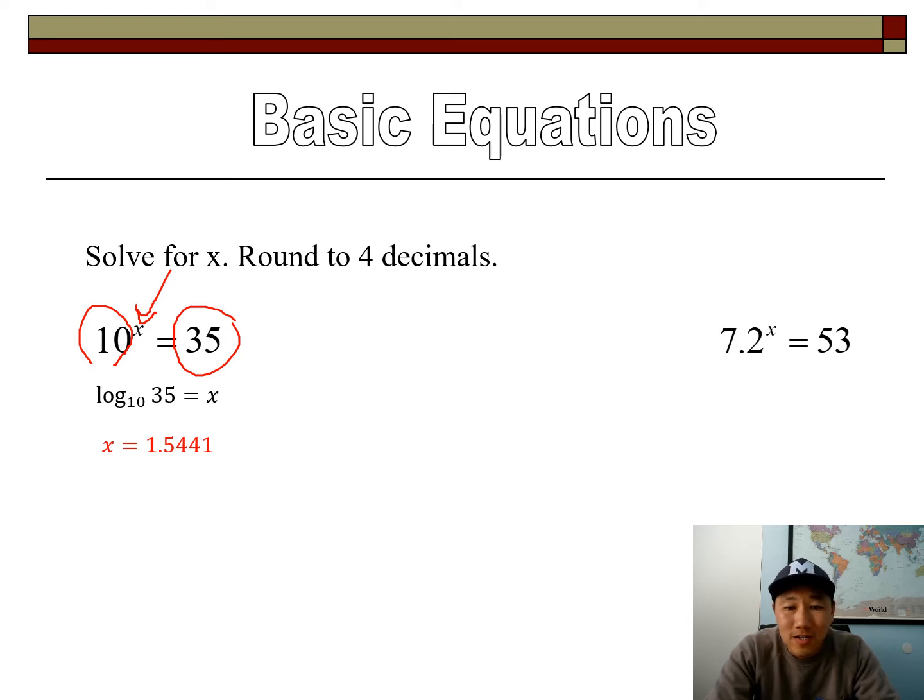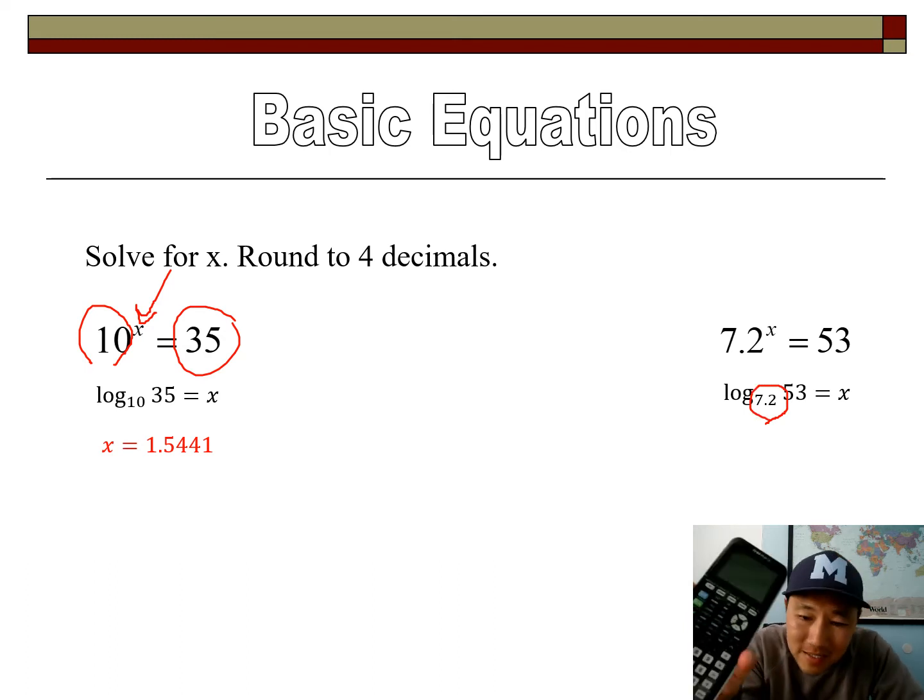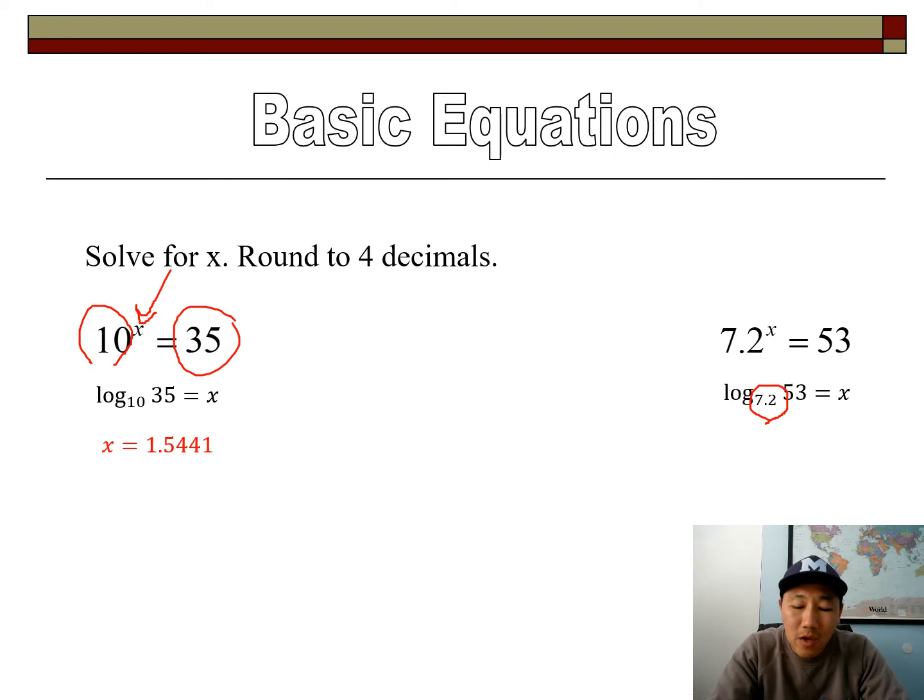Here's another one. It's an exponential form. Obviously 53 cannot be changed somehow to be 7.2. So go ahead and put it in log form. There it is. There's log form. But if you notice, this example is not base 10. All right, so when it's not base 10, you have to do something else. You can't just use the log button.